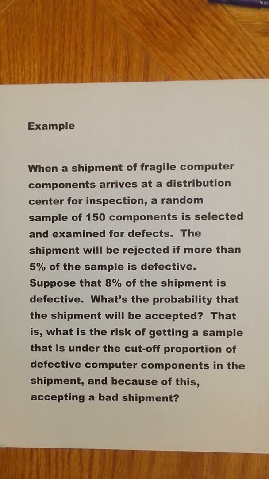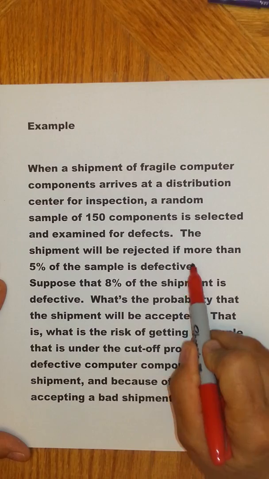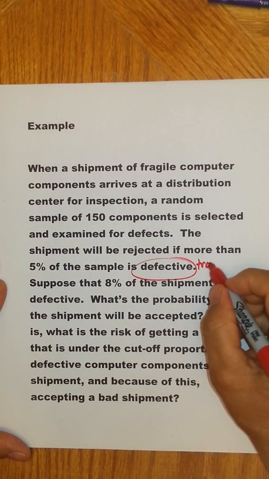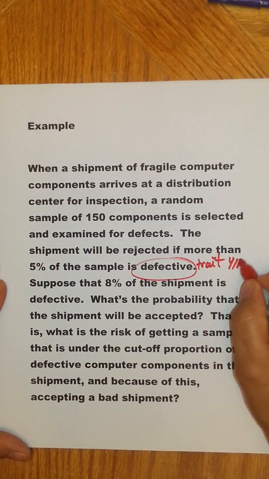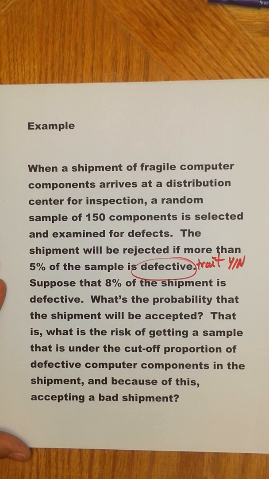That is, what's the risk of getting a sample that is under the cutoff proportion of the defective computer components in the shipment, and because of this, accepting a bad shipment? All right, so first, what's the trait? The trait is whether a computer component is defective or not. So there's your trait. And it's a yes-no trait. It either is defective or it is not.